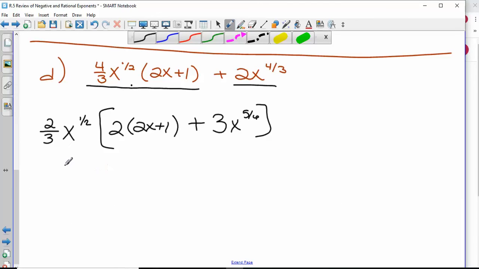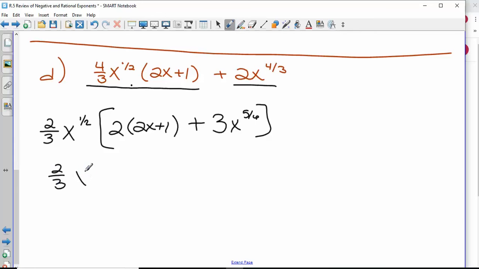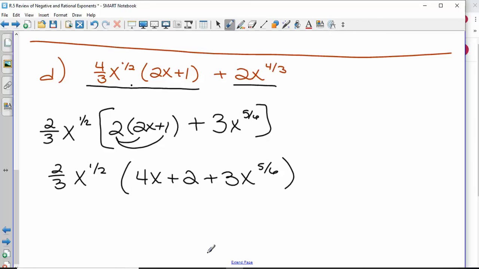Final step. I'm just going to distribute that 2. So we get a 4x plus 2 plus 3x to the 5/6. There are no like terms, so I just leave it like that.